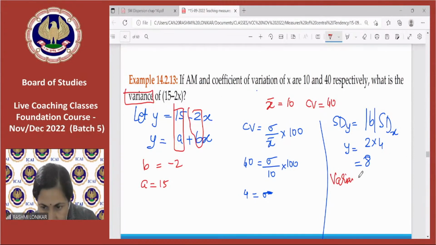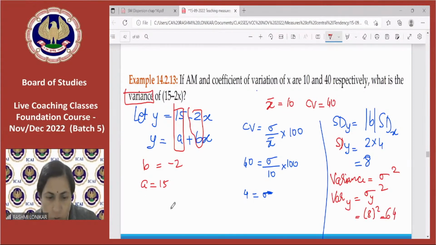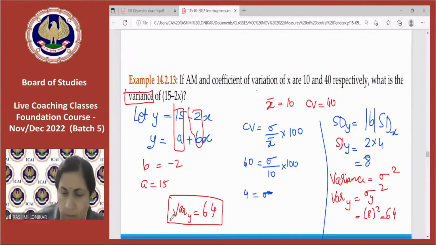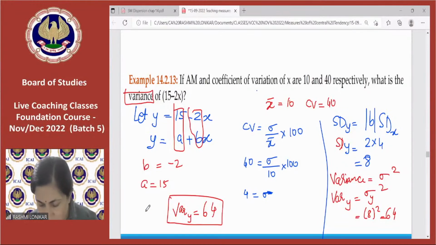Now, what is variance? Variance is equal to standard deviation square. So, variance of y will be equal to standard deviation of y square. Now, how much did I get? Standard deviation of y was 8. So, it is going to be 8 square, which is equal to 64. So, variance of y is equal to 64 will be the correct answer. Okay, it will be the correct answer. Yes, everybody understood this?